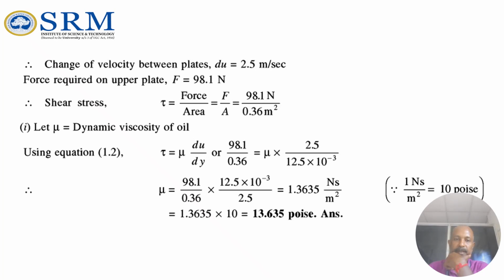Then you find the dynamic viscosity. As per Newton's law of viscosity, tau equals mu du by dy. Mu equals tau divided by du by dy. The changing velocity is 2.5, dy equals 12.5 into 10 power minus 3. So the mu value comes to 1.3 Newton second per meter square. Okay, convert to poise: 1 Newton second per meter square is equal to 10 poise. So you get the value 13.63 poise.